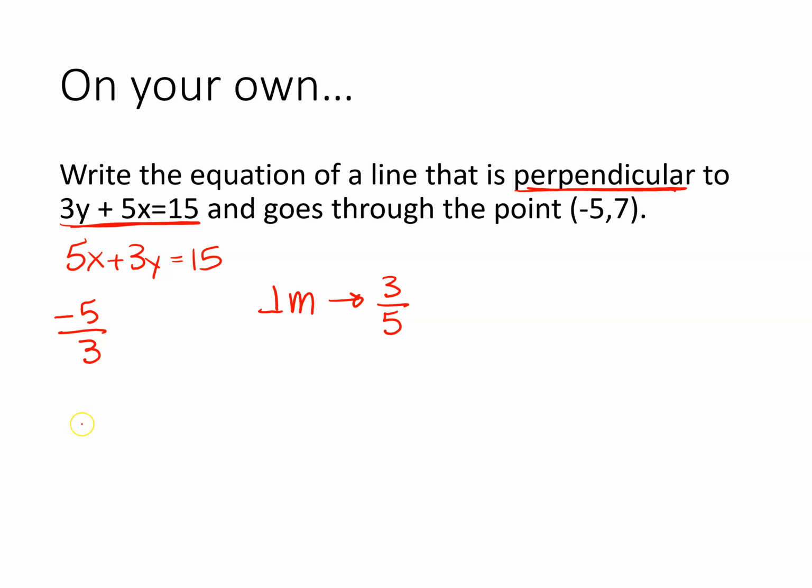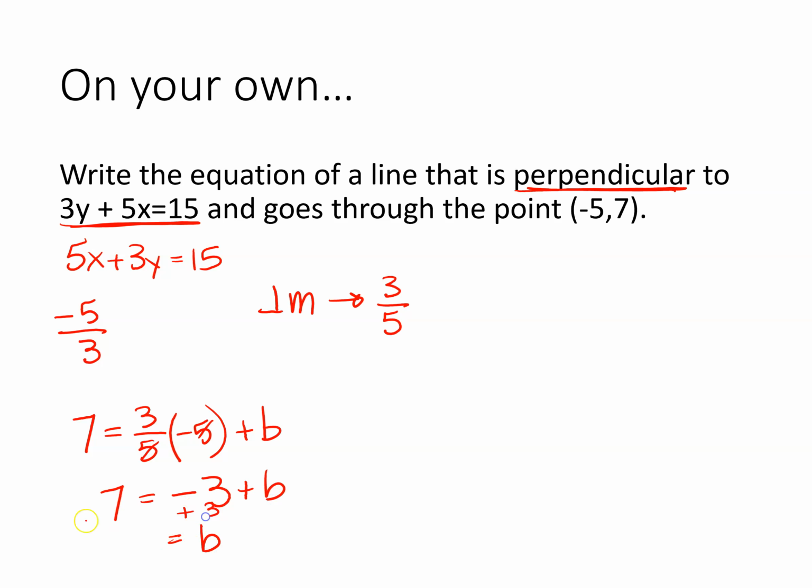Okay, now we can go back to where we were. 7 equals 3/5 times x, which is negative 5, plus b. Okay, and then that cancels out, and now I have 7 equals negative 3 plus b. b equals, add 3 to both sides, and then I can say that y equals my new slope times x plus 10.